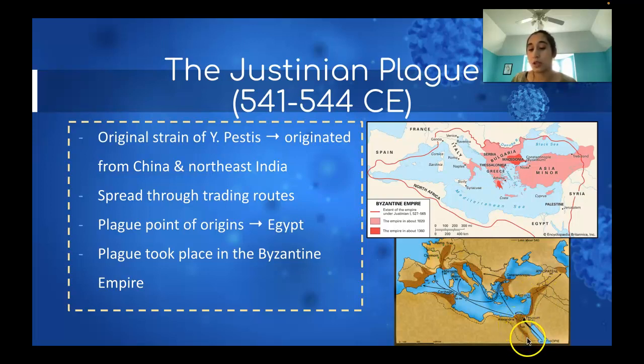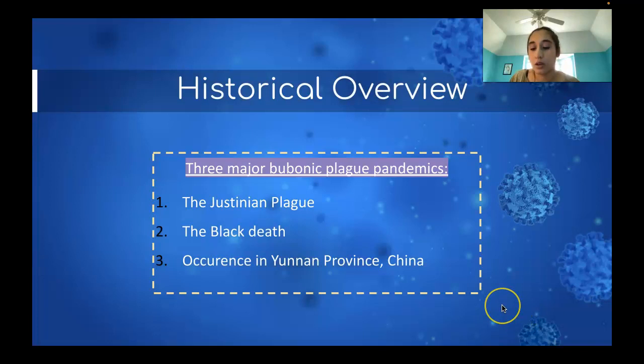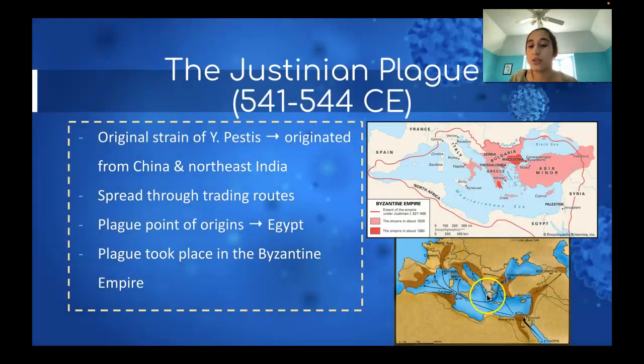You can see how it's along the Nile River, since the first cases of the Justinian plague were discovered to be on the northern and eastern shores of the Nile River. And you can see how the trading routes affected the spread of the bubonic plague.